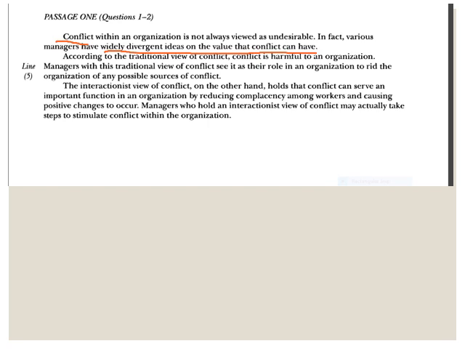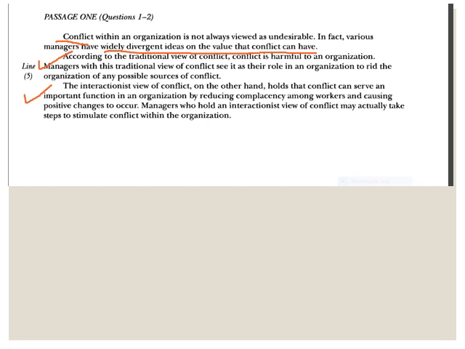Now let's go to the second paragraph. According to the traditional view of conflict, conflict is harmful to an organization. So here in this paragraph, the main idea is the traditional view of conflict, which says that conflict is bad. And if you continue reading the paragraph, you can see that this paragraph continues talking and explaining the traditional view that the conflict is harmful and the manager must rid the organization of conflict. Fine.